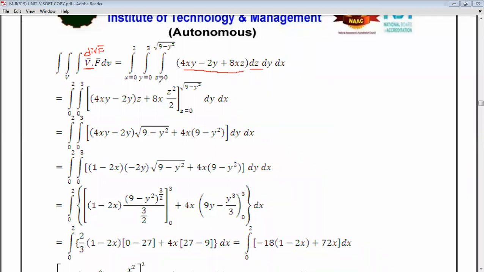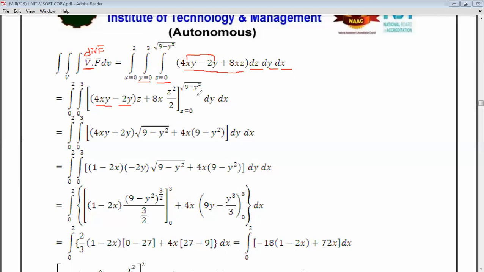The z limits are from 0 to square root of 9 minus y square, y is from 0 to 3, and x is from 0 to 2. Now first we need to apply integration with respect to z. If you observe, there is no z term in the first two, so these are constant, and integral dz is nothing but z. So we wrote 4xy minus 2y into z plus 8x into z square by 2, between the limits 0 to square root of 9 minus y square.